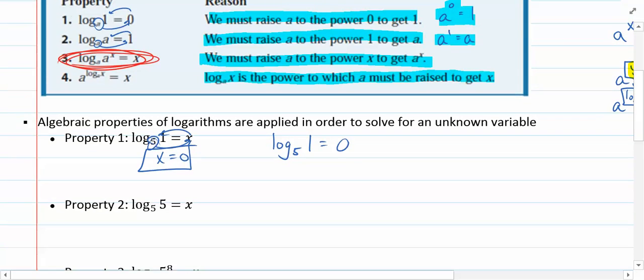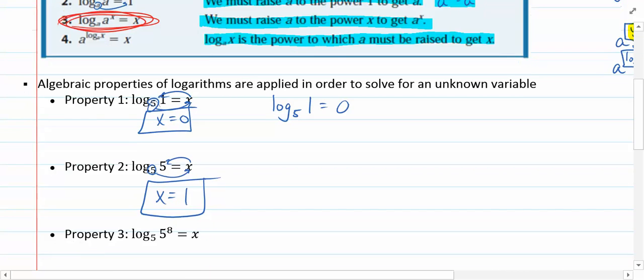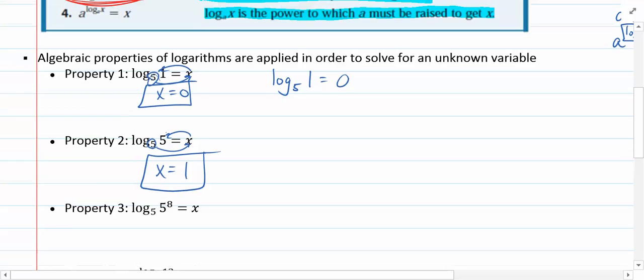Look at property number 2, logarithm base 5 of 5. The base and this target match. 5 and 5 match. 5 to the what power equals 5? Well, that power has to be 1. 5 to the first power is equal to 5. That's property number 2 in action.